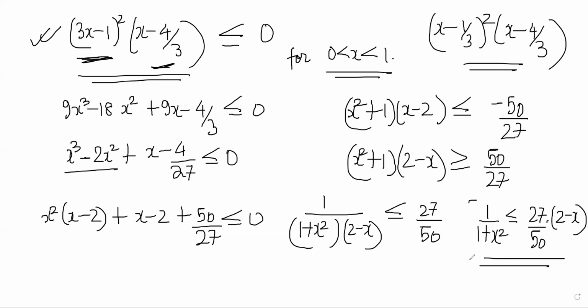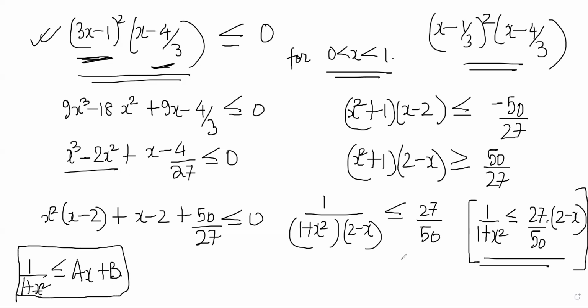So we have established our original function. Think about it. We started by saying that 1 by 1 plus x squared is less than equal to ax plus b, right? And if I can show that, then I will be able to show the proof, right? Because I have gotten now 1 by 1 plus x squared is less than equal to 27 by 50 into 2 minus x. Similarly, 1 by 1 plus y squared will be less than equal to 27 by 50 into 2 minus y.